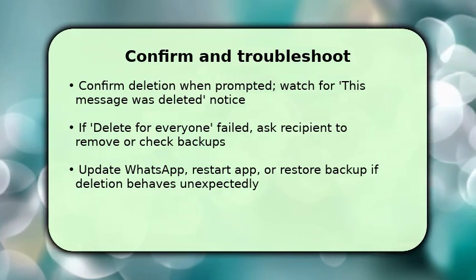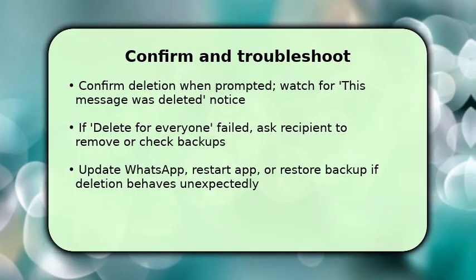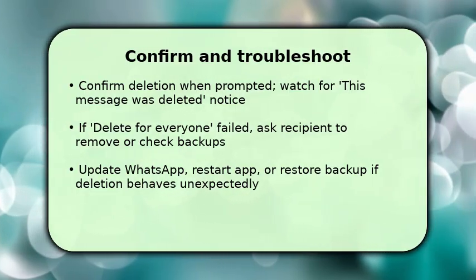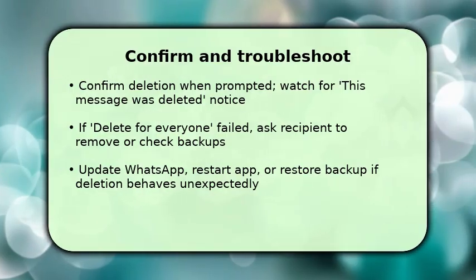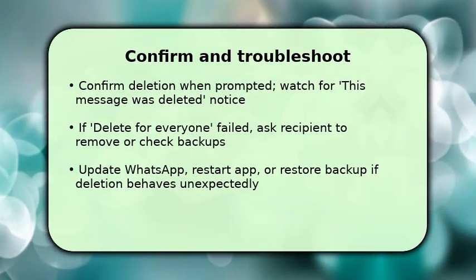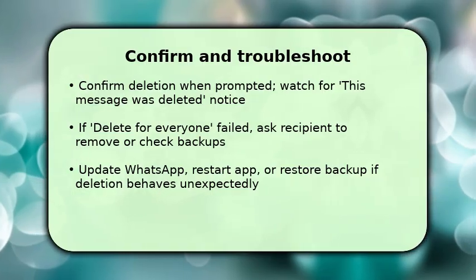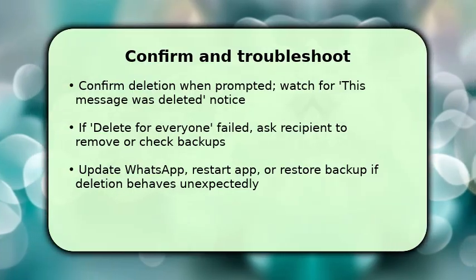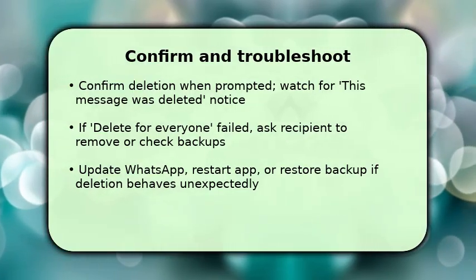If delete for everyone fails, the message may be outside the allowed time frame or the recipient uses an outdated app. In that case, politely ask them to remove it or delete their copy. If deletion options are missing, update WhatsApp, restart the app, and check whether a recent backup restored the message. If problems persist, reinstall.